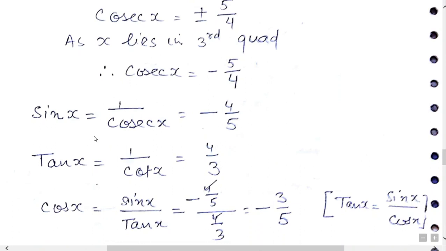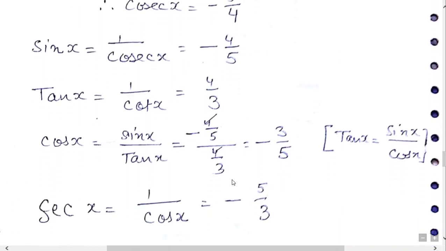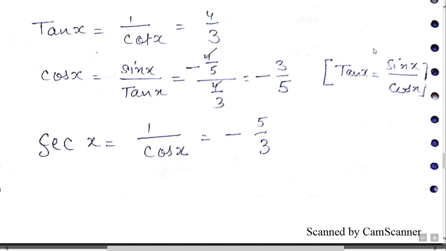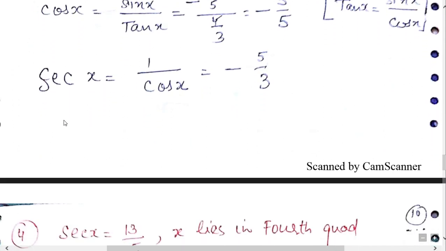Then calculate the value of sin x. It is the inverse of cosecant x. Then tangent x and cos x can be calculated by changing this formula. Tan x is equal to sin x over cos x, and cos x can be written as sin x divided by tangent x. Simply we are inverting the things, nothing else. Secant x is 1 over cos x, minus 5 over 3.